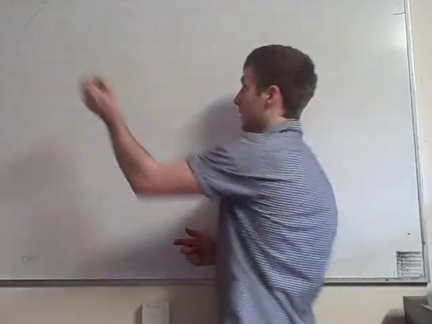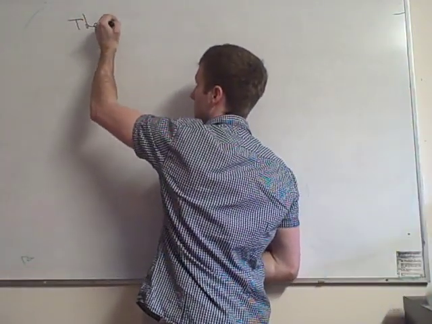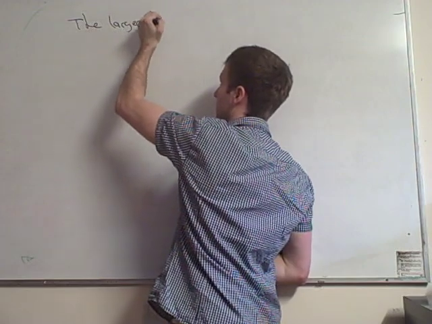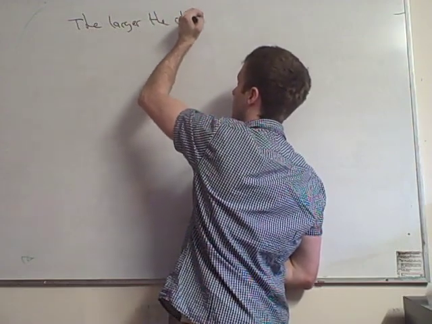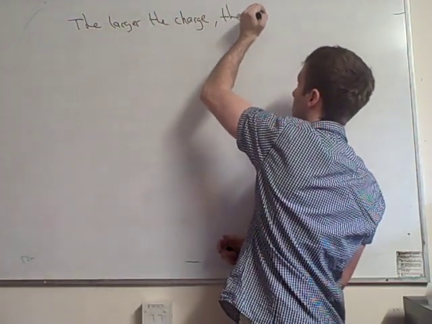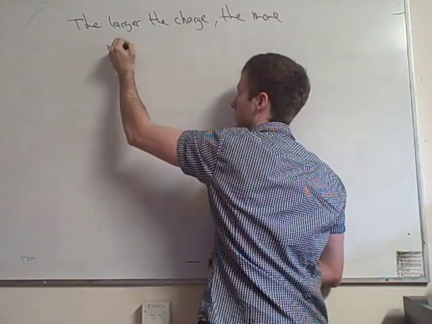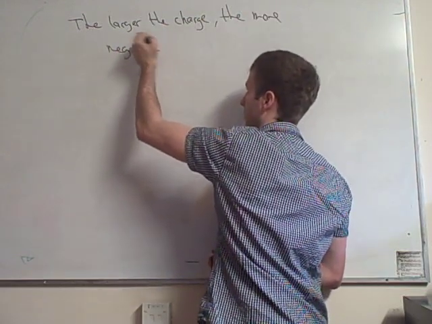So the first rule is, the larger the charge, the more negative the lattice enthalpy.